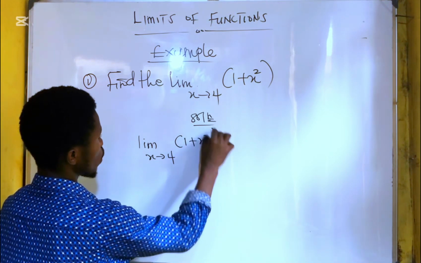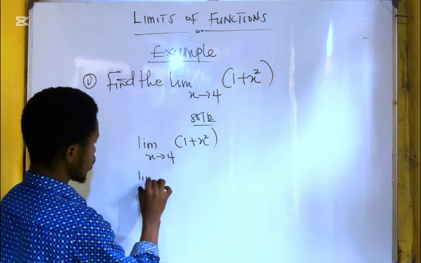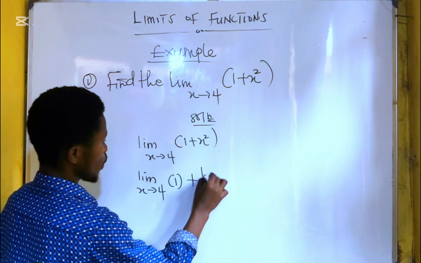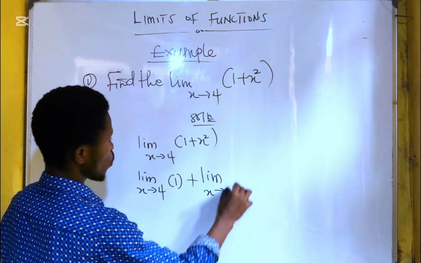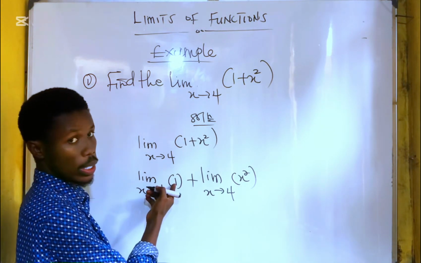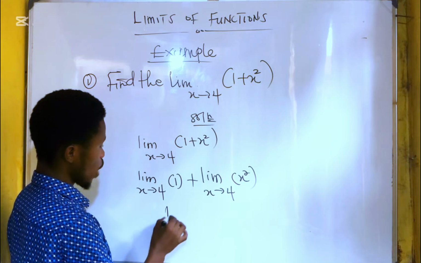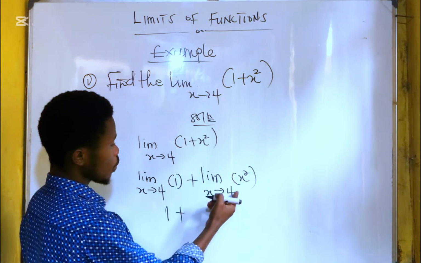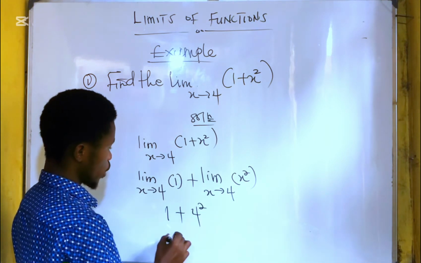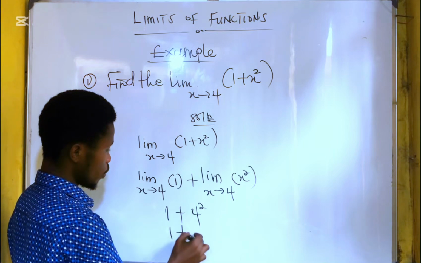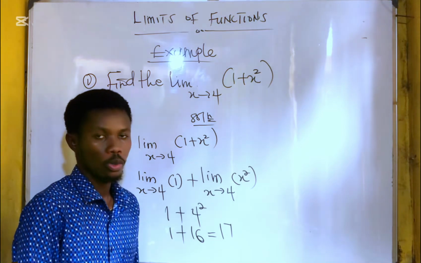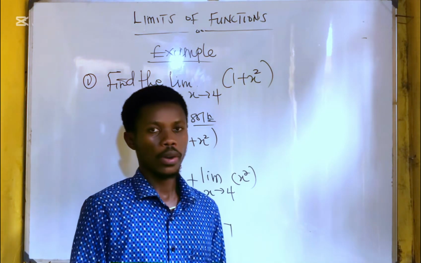1 plus x squared as x approaching 4. So you are going to have the limit as x approaches 4 of this one alone, plus the limit as x approaches 4 of the x squared. Is that okay? Now we said that when you apply a limit on a constant, your answer will be the same constant. So here it will be 1 plus... The meaning of this is that wherever I see x, I should put what? 4 there. So I'm going to have 4 squared. So I'm going to have 1 plus 16, which will give us 17. Is that okay? Yes. So that's how we evaluate or simplify limits.